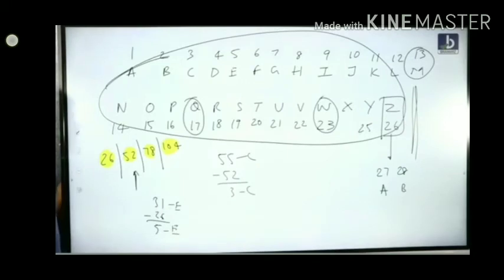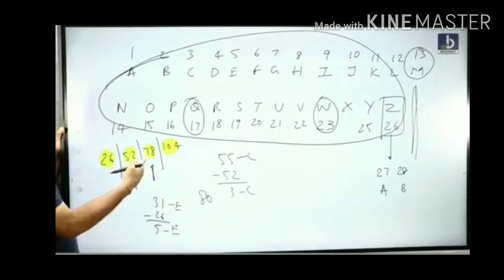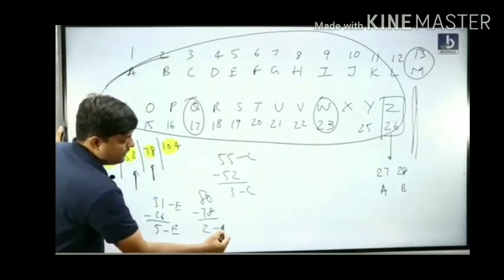समझ में आ रहा है? If somebody asks you what's the rank of 80? Subtract this number. 78 is a multiple. Minus what? Minus 78. That gives you 2. That is B.